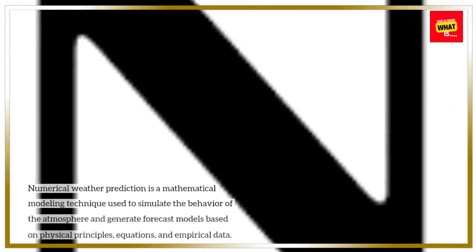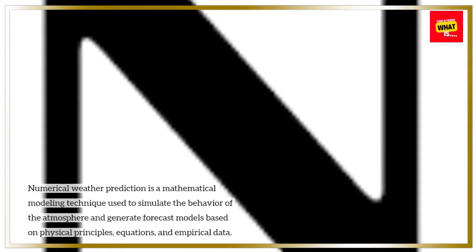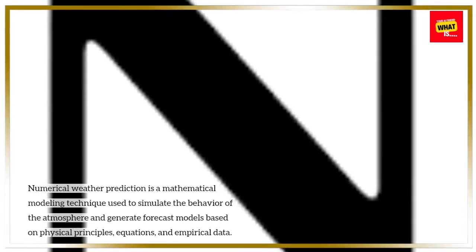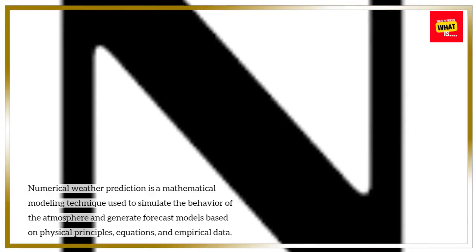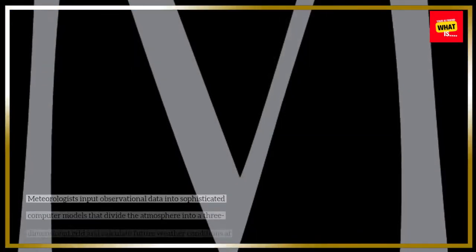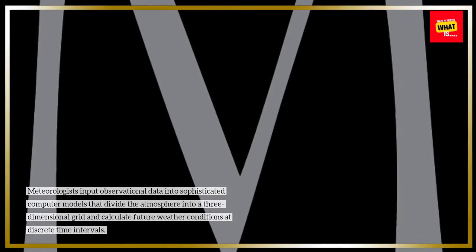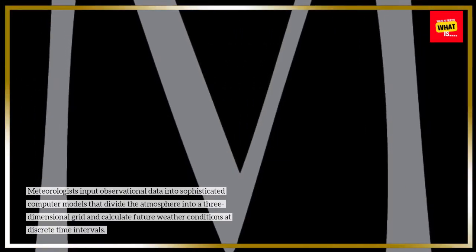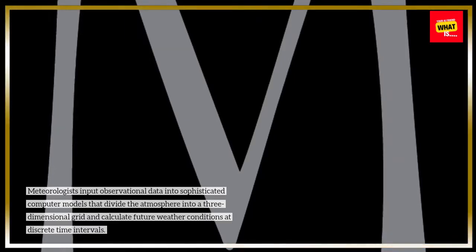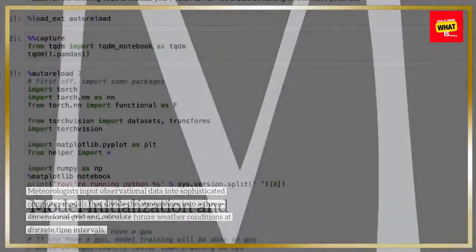Numerical weather prediction, NWP. Numerical weather prediction is a mathematical modeling technique used to simulate the behavior of the atmosphere and generate forecast models based on physical principles, equations, and empirical data. Meteorologists input observational data into sophisticated computer models that divide the atmosphere into a three-dimensional grid and calculate future weather conditions at discrete time intervals.